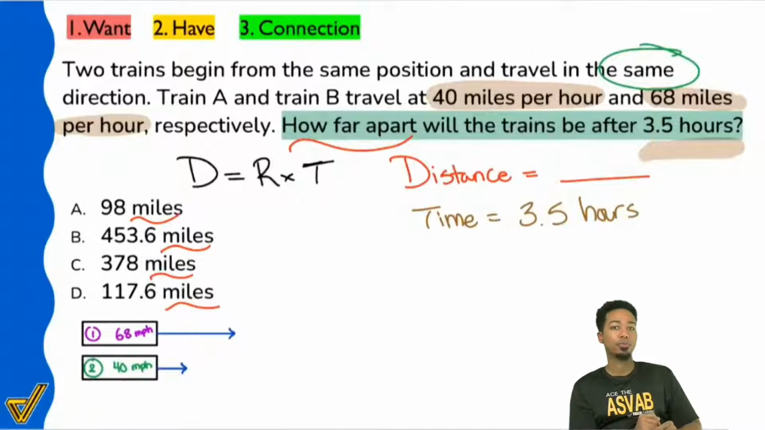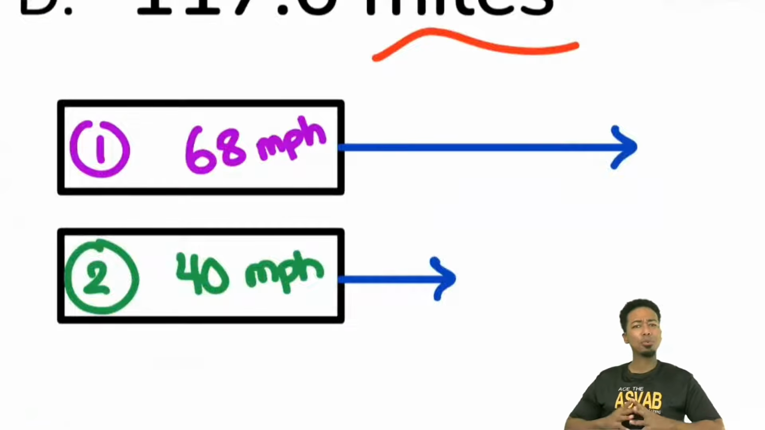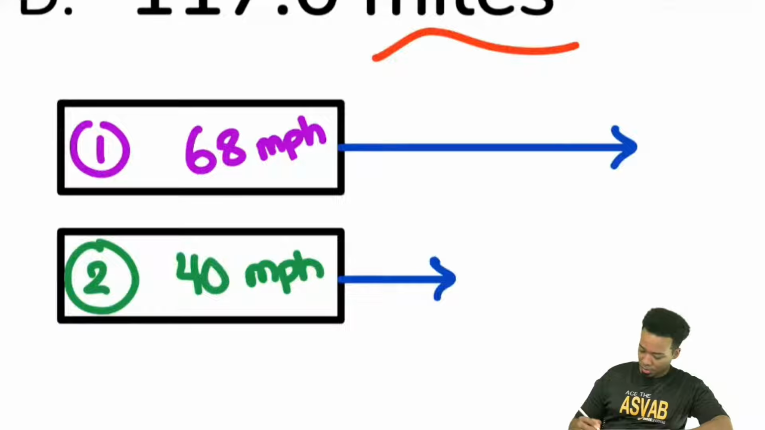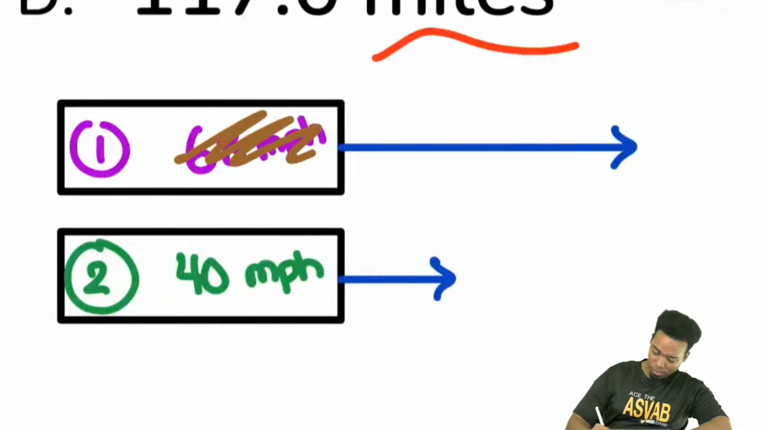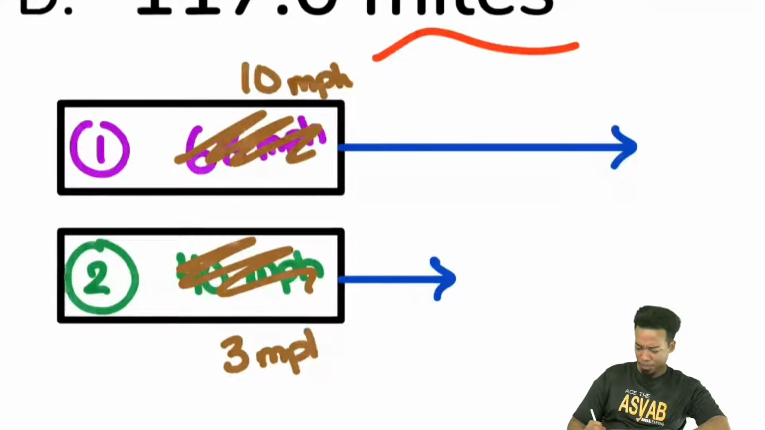Let's figure that out. My party people, let's go down here and make this example a lot simpler. Why do we have to deal with 68 and 40? Let's deal with something easier. Instead of 68 up top, let's pretend that this one was 10 miles an hour. Let's scratch that out of the way. Let's say that the other one's something smaller. Let's say that's 3 miles per hour.